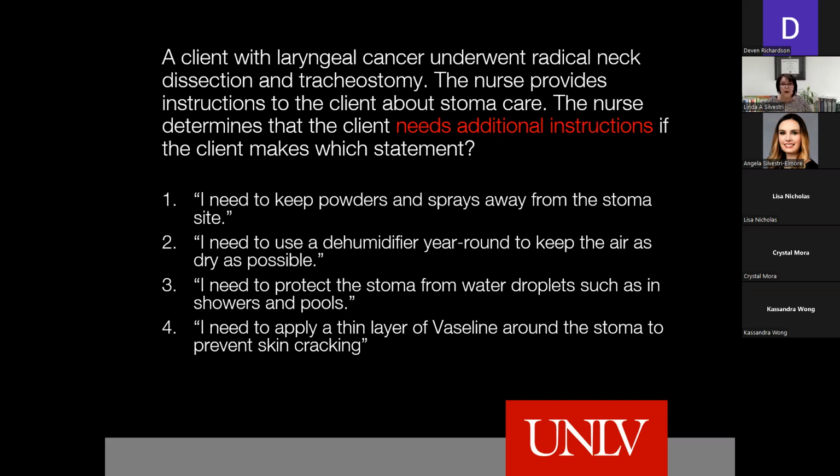1, I need to keep powders and sprays away from the stoma site. 2, I need to use a dehumidifier year-round to keep the air as dry as possible. 3, I need to protect the stoma from water droplets, such as in showers and pools. And 4, I need to apply a thin layer of Vaseline around the stoma to prevent skin cracking.